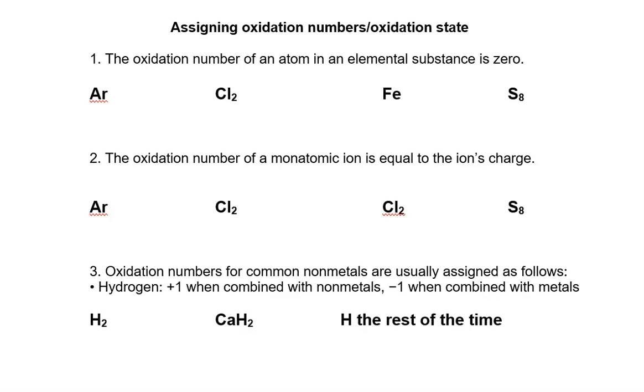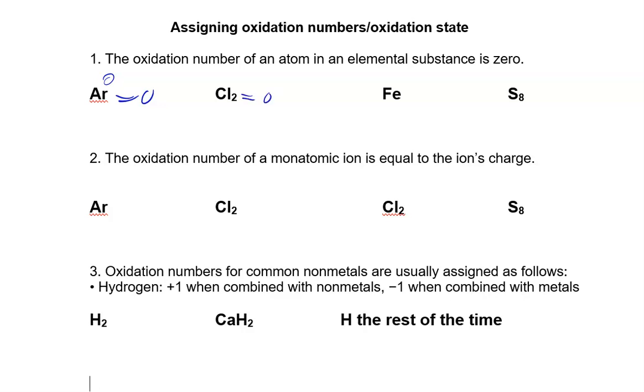So first rule says the oxidation number of an atom in an elemental substance is 0, an atom meaning not an ion. So if we're looking at this, we would say argon, well, there's no charge. This charge would be right there, and there isn't one, so it's going to be 0. Chlorine is molecular chlorine, but it's still just the atomic form of it, and therefore it's 0.